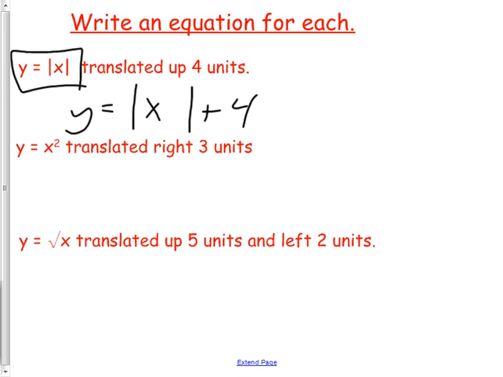Okay. The squared one, translated right 3. Y equals x squared. I'm making it big and loose so I have room to put stuff inside or outside it. And now, right 3. Minus 3 on the inside. There we go. All right, there's one more way they make these kinds of problems, and it looks kind of cryptic. See if you can decode this.